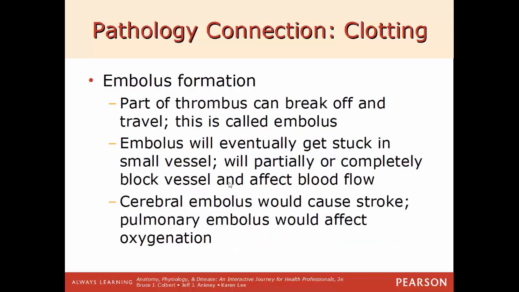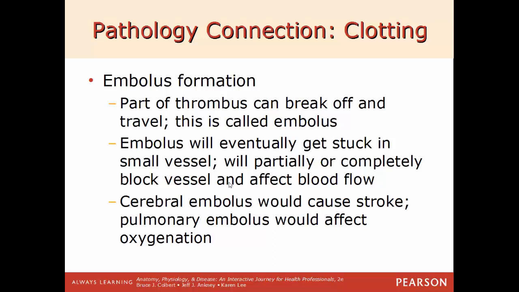Okay, so the formation of a thrombus is dangerous enough, but what happens when a piece of that clot breaks off and starts to travel throughout the body? That's when it's called an embolus. So a thrombus is just a clot that forms abnormally, but when it starts to break away and travel in other parts of the body, then it's called an embolism.